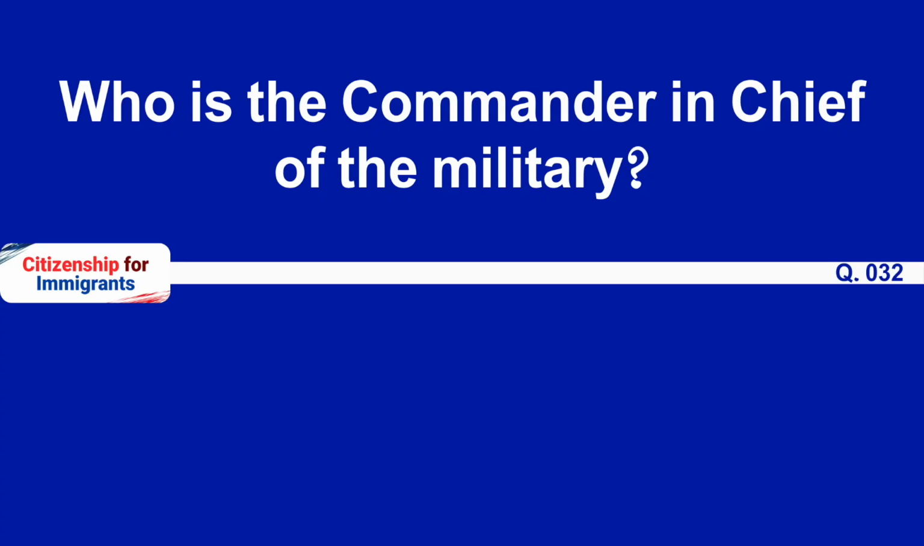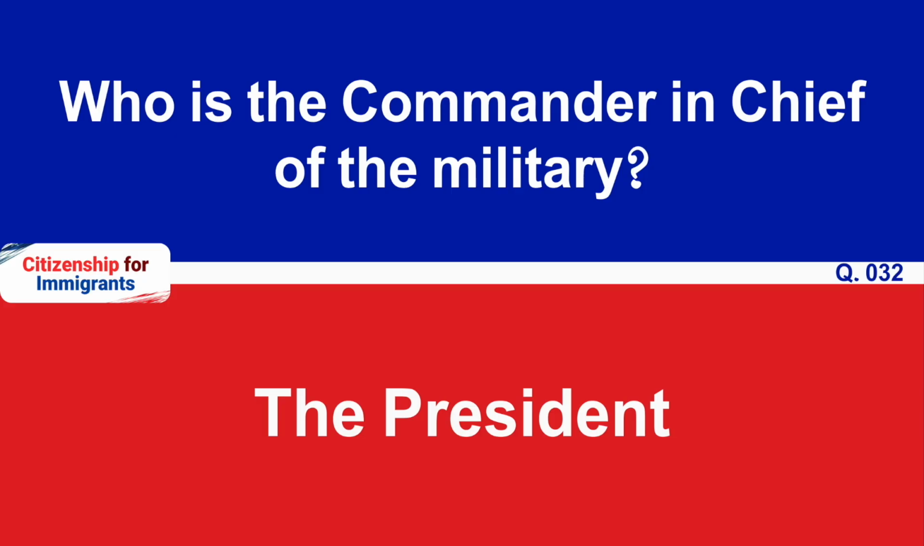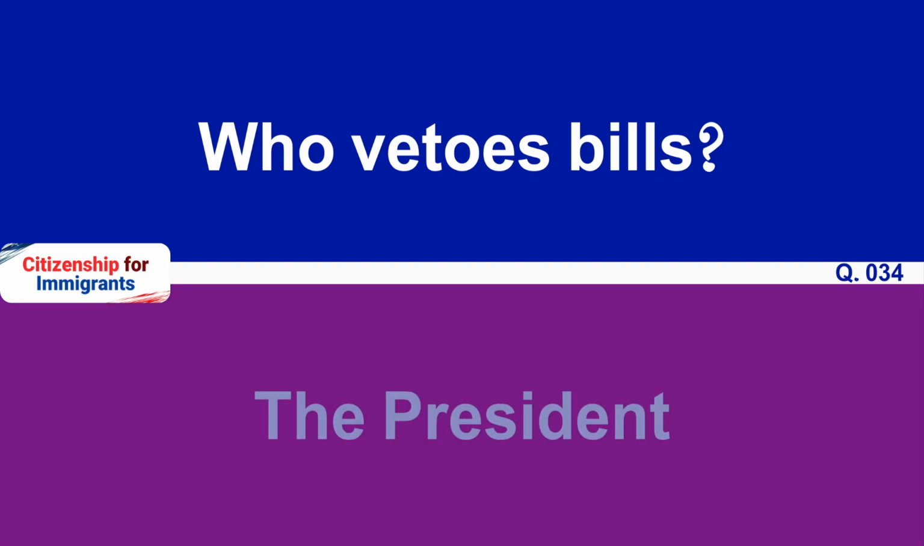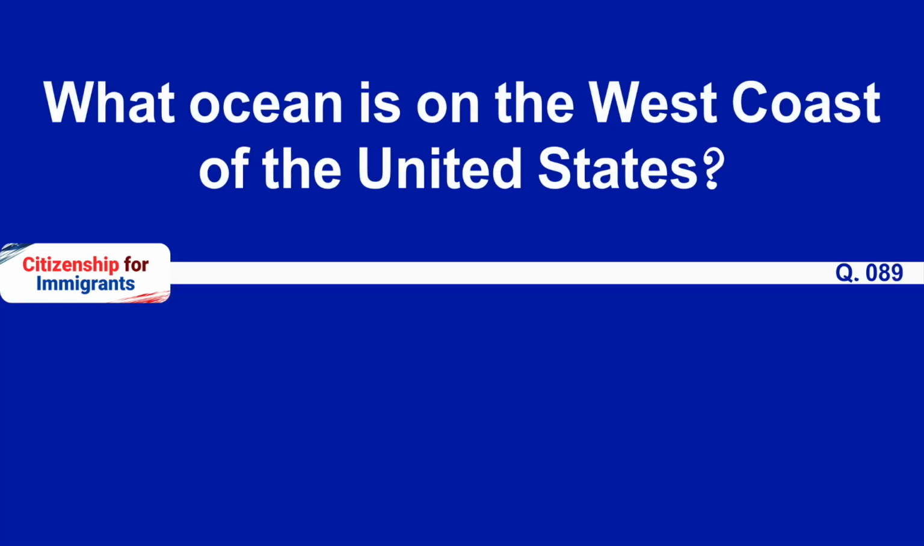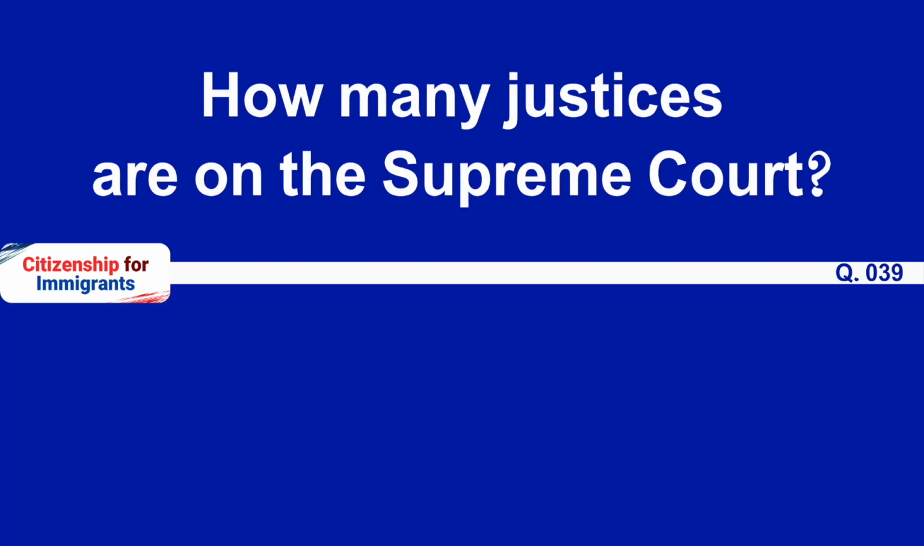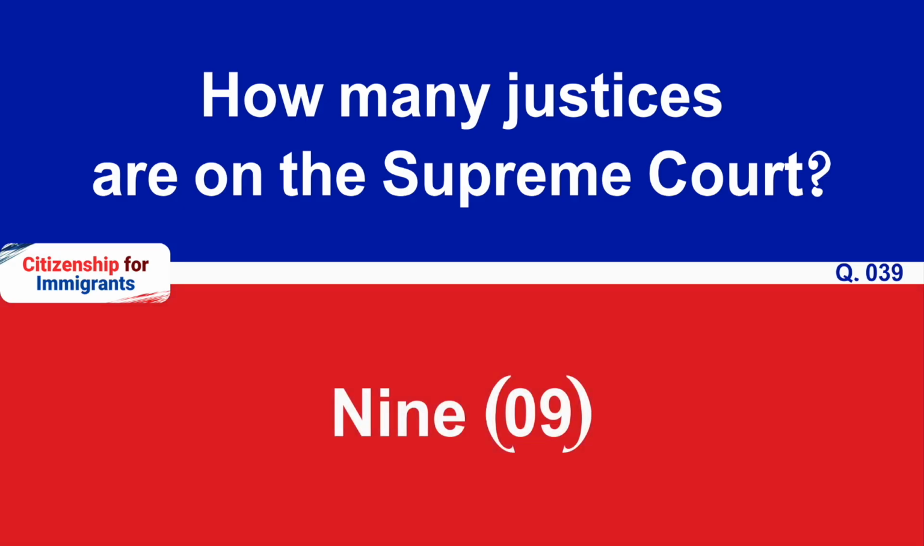Who is the Commander-in-Chief of the military? The President. Who vetoes bills? The President. What ocean is on the west coast of the United States? Pacific Ocean. How many justices are on the Supreme Court? 9.